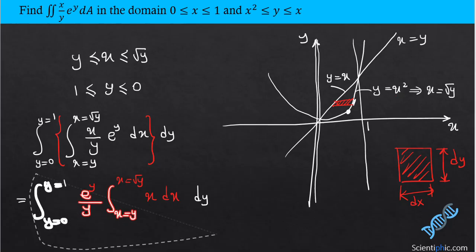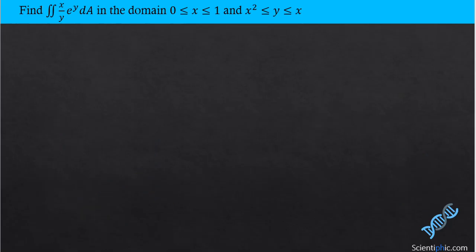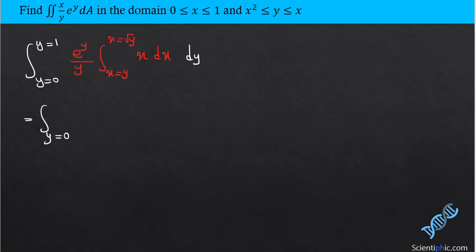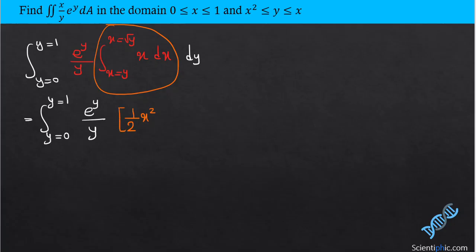So what we have to do is take this integral now. We write it as the integral of y from 0 to y equal to 1, e to the power of y over y. What is the integral of this orange part? That is the integral of x. The integral of x is going to be half x squared, with x being from y to square root of y, and then I have dy.